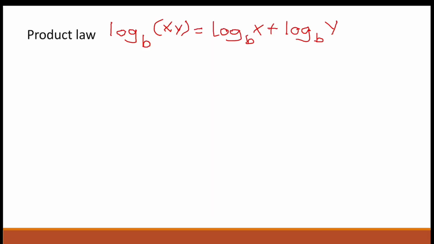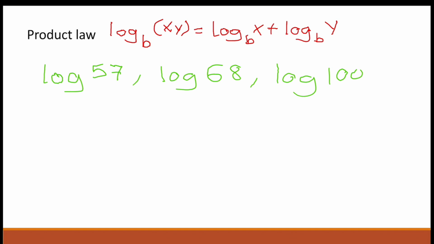I have with me right here the product law, which states that if I have log base b of x times y, it can be equivalently written as log base b of x plus log base b of y. I'll give an example right here, but before I give you the example, I want you to take note of one very important thing. In many logarithms, you'll notice that the base number is absent. They'll directly write log 57 or log 68 or maybe log 100, anything like that. The base number will be absent. You won't find any base number.